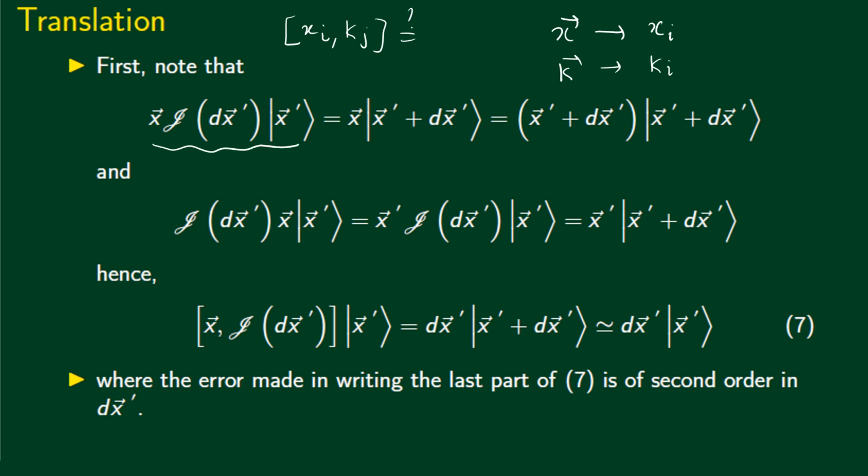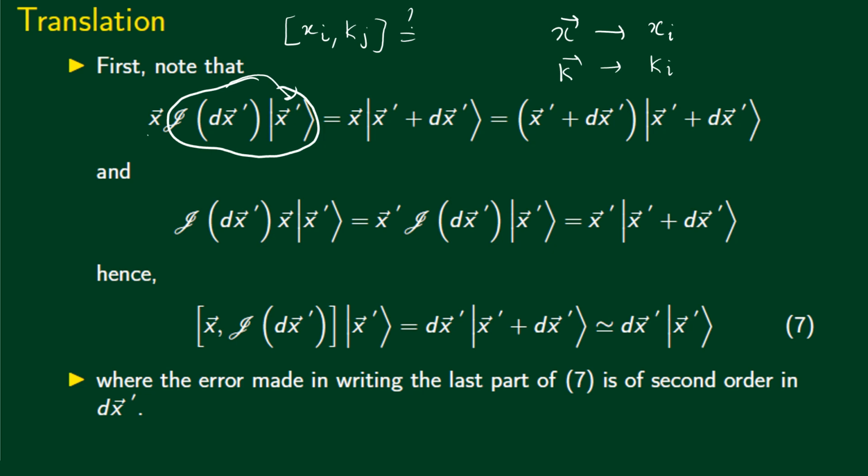Okay. So let's first start with this. We have the ket x vector prime, first acted upon by J of dx vector prime, and then acted upon by x vector. So this is the order in which we take it. First, there's this infinitesimal translation operator, and then x vector. Let's find this. We know the action of J of dx vector prime on ket x vector prime. This is equal to ket x vector prime plus dx vector prime. That's the infinitesimal translation operator. That's how we defined it.